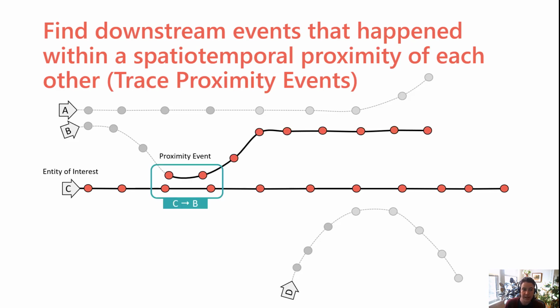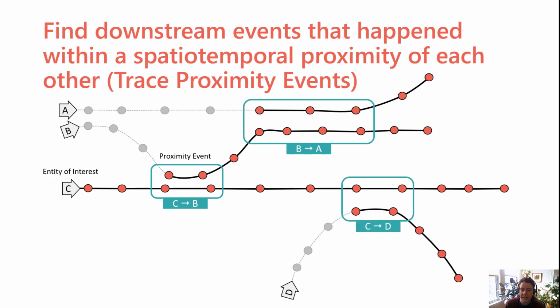So in this case, entity C has come into proximity of entity B. And we then see entity B comes in proximity of entity A. And entity C has come in proximity of entity D. This can be applied to a bunch of different applications, but this is the one that came from COVID-19, and I think that helps explain it the most easily.